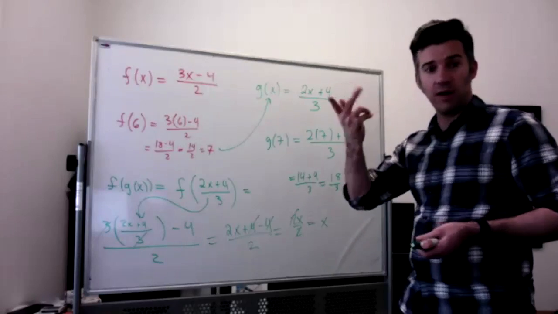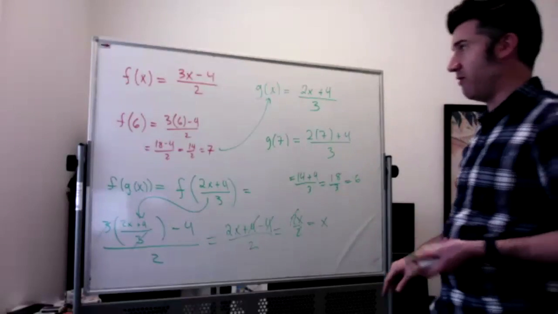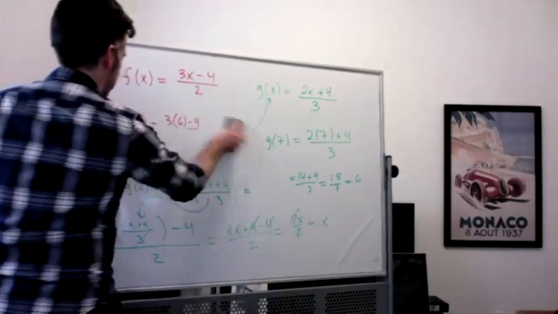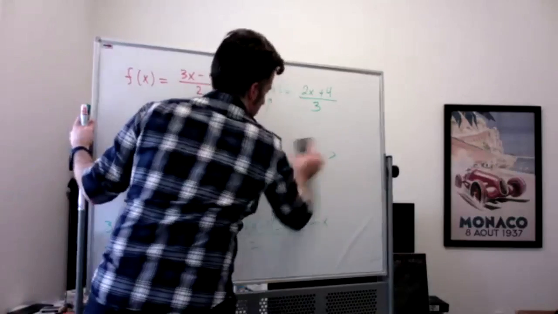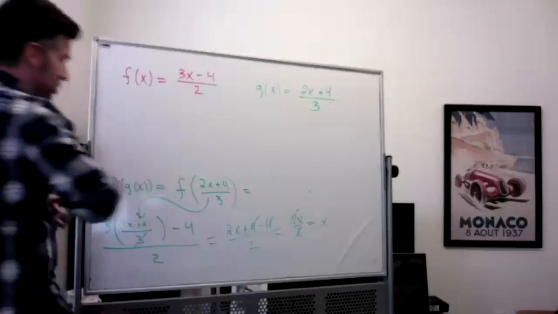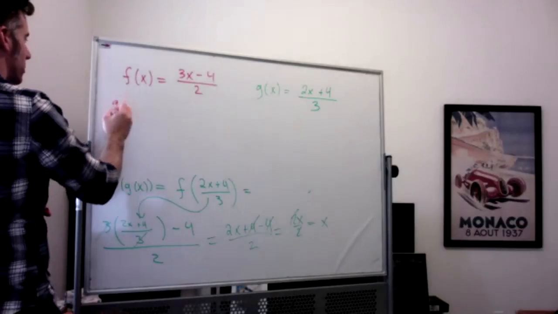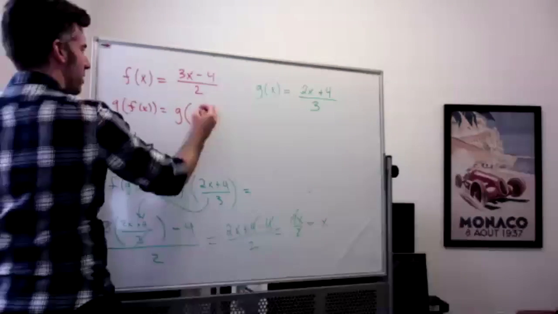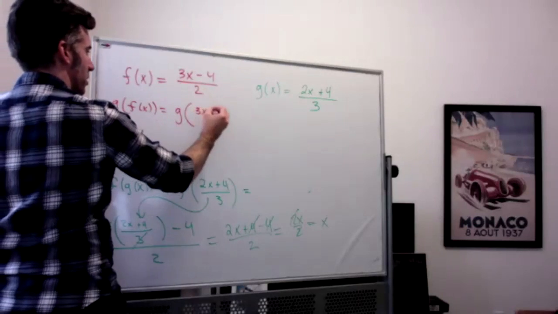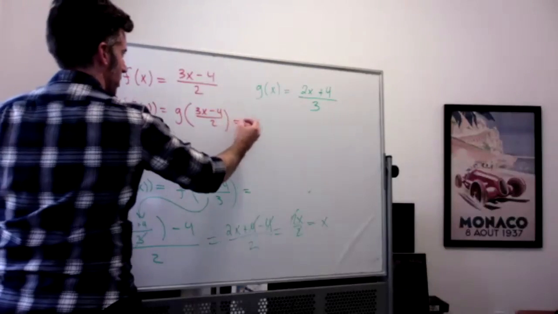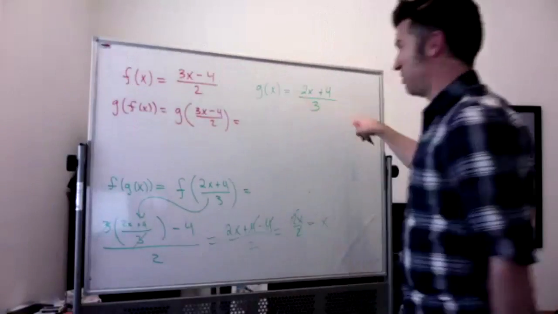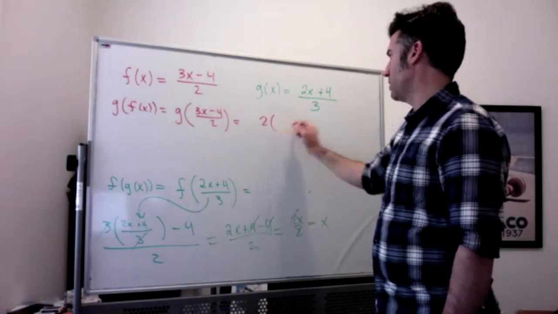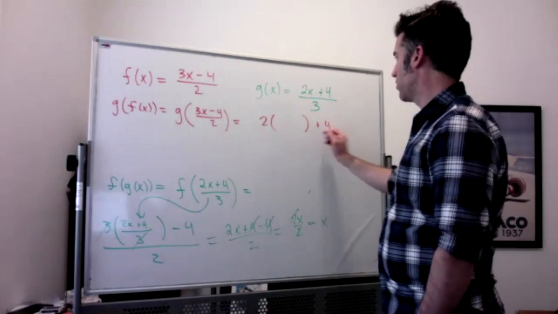And then let's go the other way. Let's find g of f of x. I guess I can erase this part here. So g of f of x, same idea. G of f of x is going to be g of this 3x minus 4 over 2, which is going to be, now g of x is 2x plus 4 over 3. So g of some stuff is 2 times my stuff plus 4 over 3.